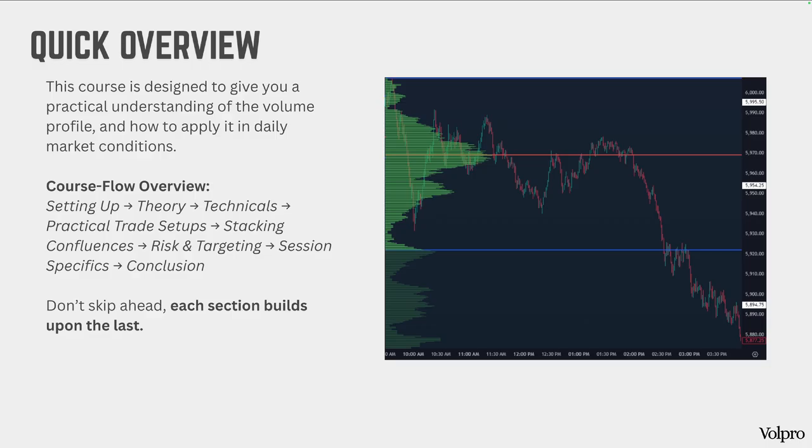Welcome to the Vol Pro Core Training Program, where we cover how to trade the volume profile and everything that entails from strategy to theory to practical application. So a quick overview of this course is designed to give you a practical understanding of the volume profile and how to apply it in daily market conditions. So a bit of an overview of how the course is going to flow.